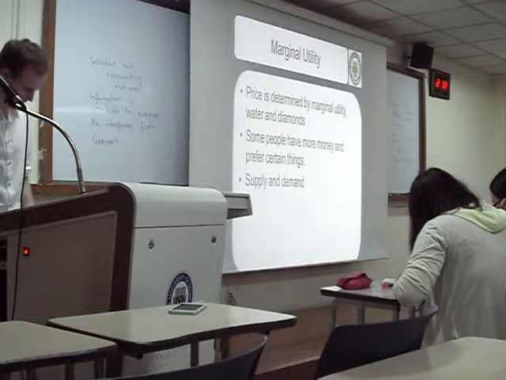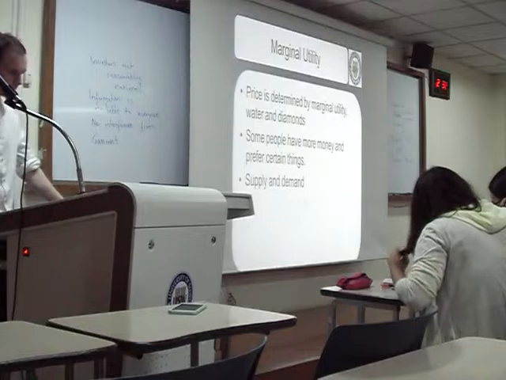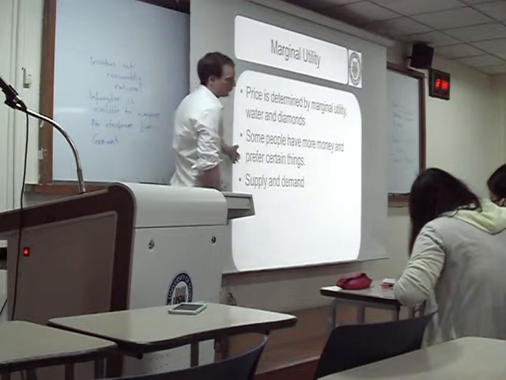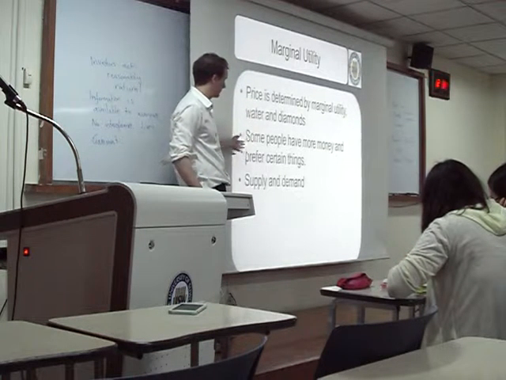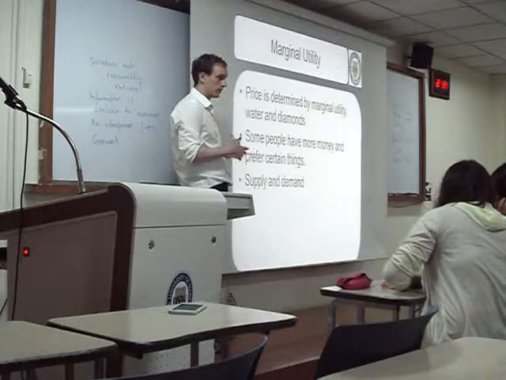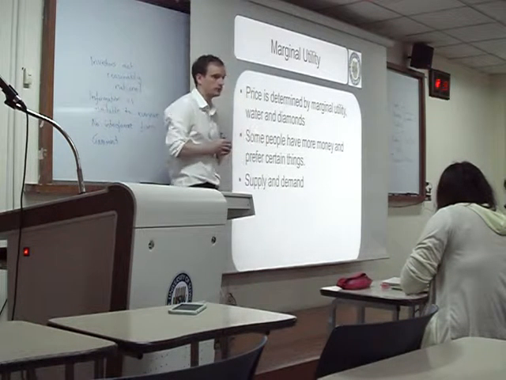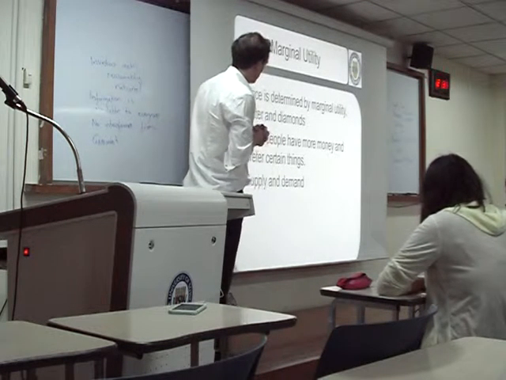The number of diamonds is very low. The amount of water is very high. Okay, so supply and demand, or marginal utility. The marginal utility means the less of something we have, the higher the price it could be, even if it's not that useful.